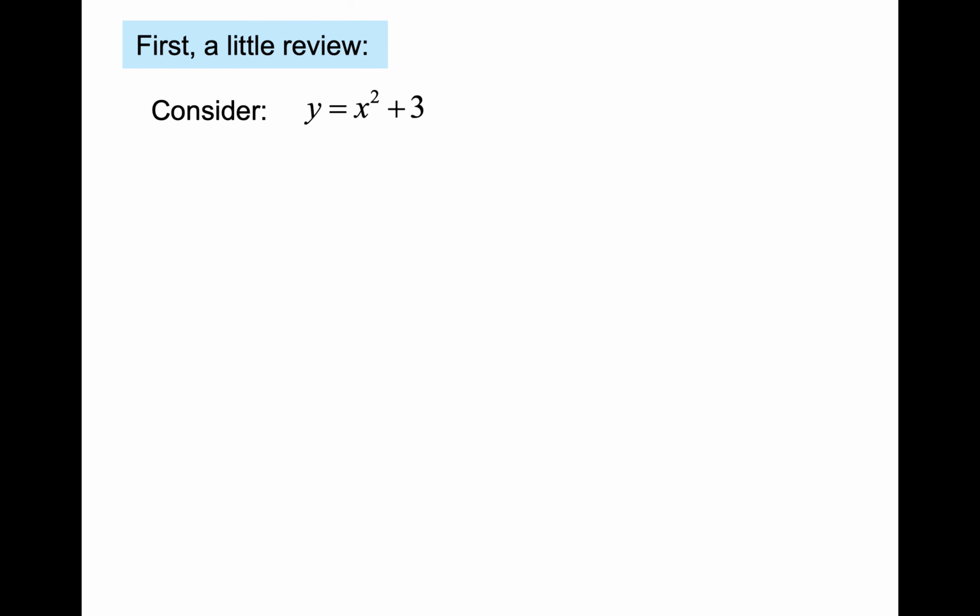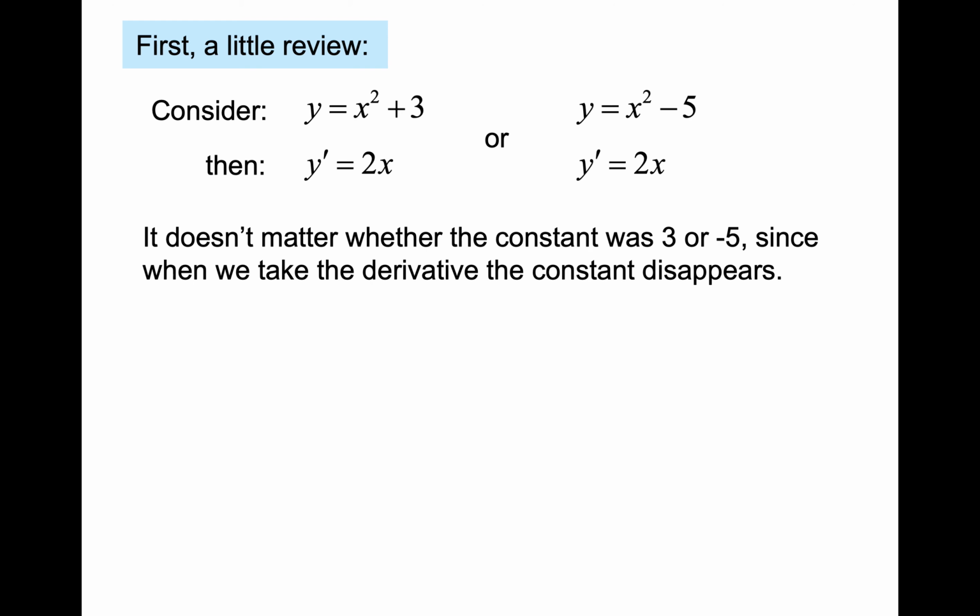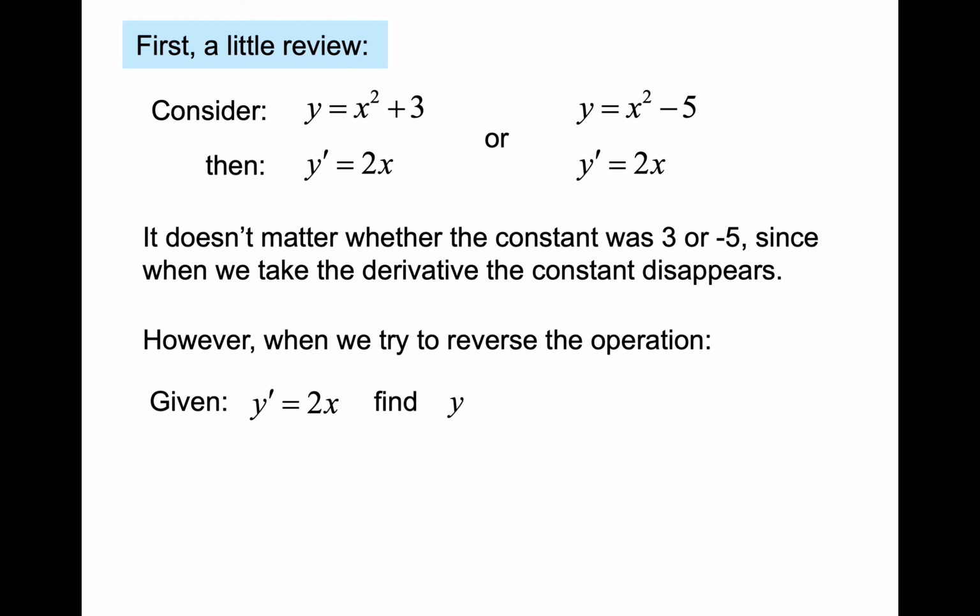remember if we have y equals x squared plus 3, then you know that y prime equals 2x. You all know that. And we also know that if y is x squared minus 5, y prime is also 2x. So when the functions differ by a constant, we get the same derivative. It doesn't matter whether the constant was 3 or negative 5, because when we take the derivative, the constant disappears.